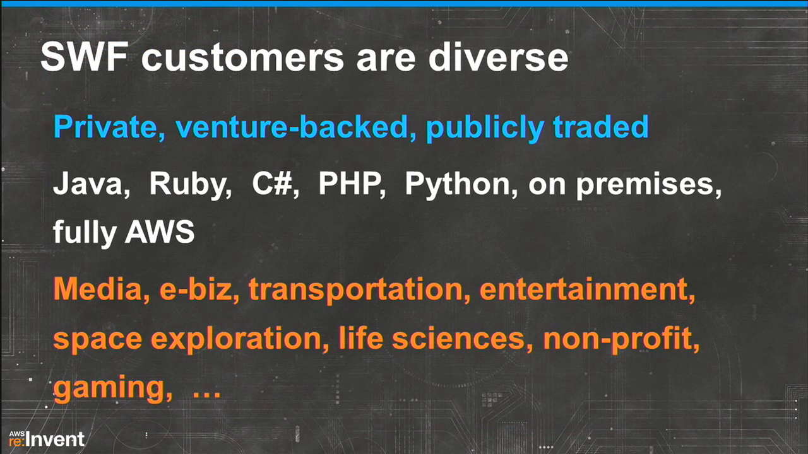So let's talk about Simple Workflow customers in general. They may look a lot like your companies and what you all do. They're privately held, venture-backed, publicly traded. They use a range of programming languages: Java, Ruby, C#, Scala, Go, PHP. They run on-premises, and they run fully on AWS. So the deciders and the activity workers that operate in a simple workflow, you own. You can host them wherever you want, in the AWS cloud or in your data centers.